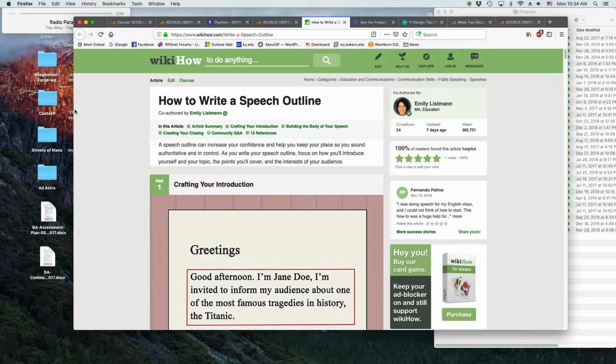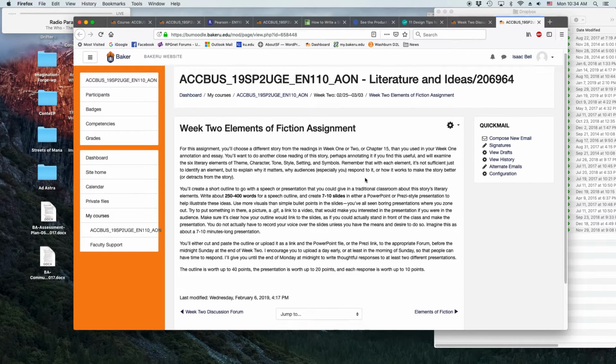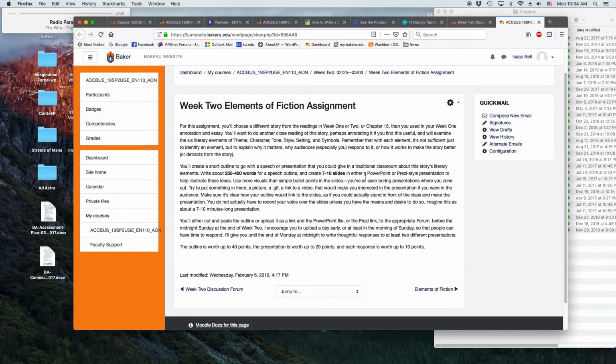So if you've looked at the assignment for this week, you're going to be making a mock presentation. Obviously we can't have you go up in front of a classroom and do presentations because it's online, and I don't think everybody's going to have time to sit there and look at everybody's presentations. I encourage you to do so if you think you can. It's always useful to get feedback.